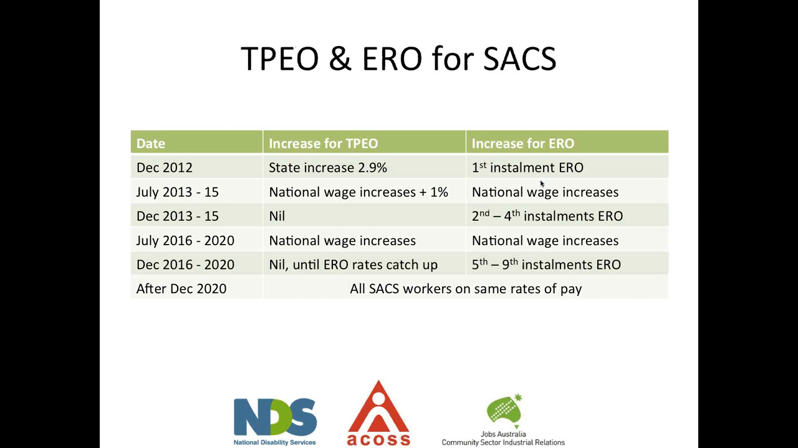So looking at the TPEO and the Equal Remuneration Order for SACS, what we've tried to set out here is from December this year, the state increase of 2.9% did apply to the Transitional Pay Equity Order, or the QCSCA rates. The increase for the equal remuneration order also applied. From July 2013 to 2015, it's just a summary. So 1% is provided for in the original Transitional Pay Equity Orders, and the national wage increase will also apply. Between December 2013 and 2015, there's no equal remuneration order amount, and between 2016 to 2020, the national wage increases will catch up.